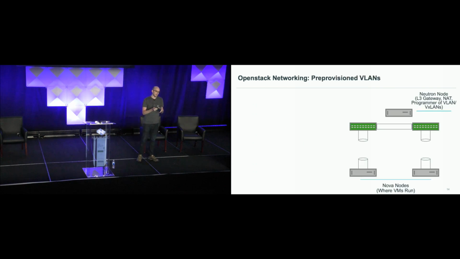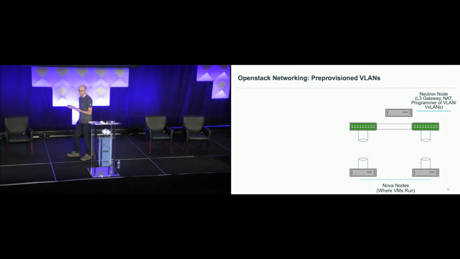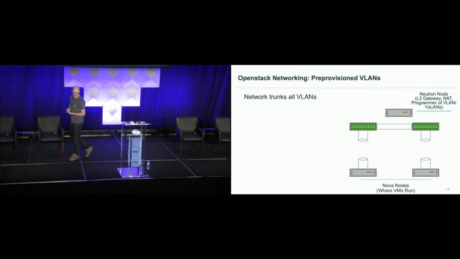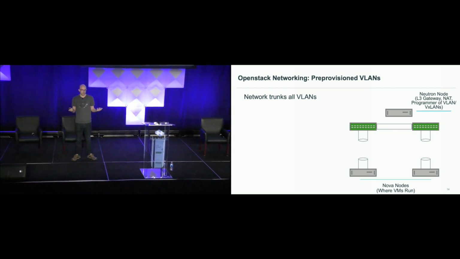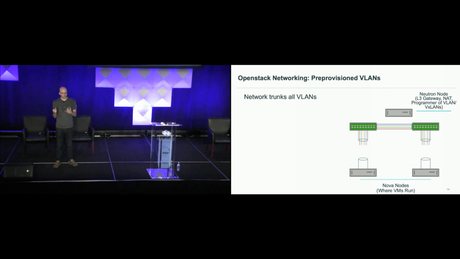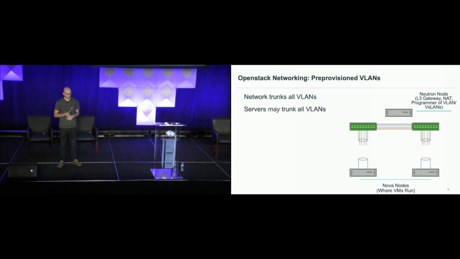So we'll walk through each of these models and some of the options you can do for each of them. If we look at the simplest model with just VLANs, what you can do is just pre-provision the VLANs everywhere. So I put network trunks carrying all VLANs on all ports. So across my network devices, I take all of my VLANs, I allow them over the trunks, I put them down towards the servers. The servers may trunk all of the VLANs, but they're not required to.